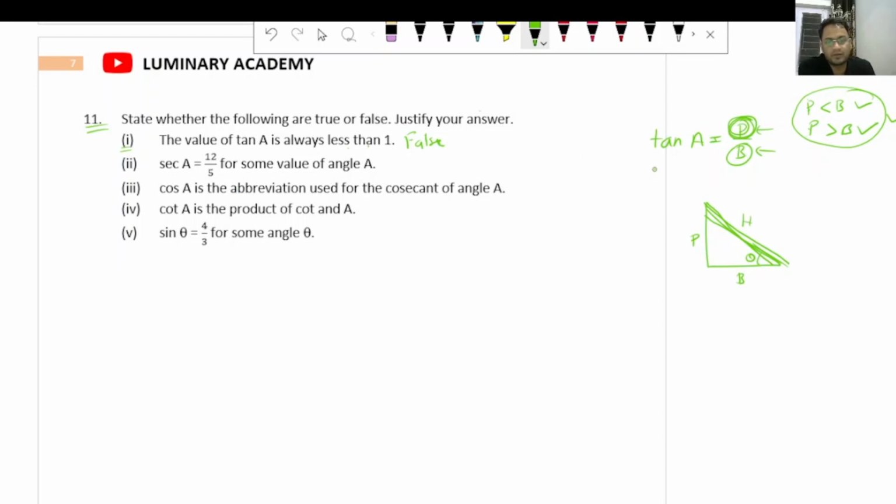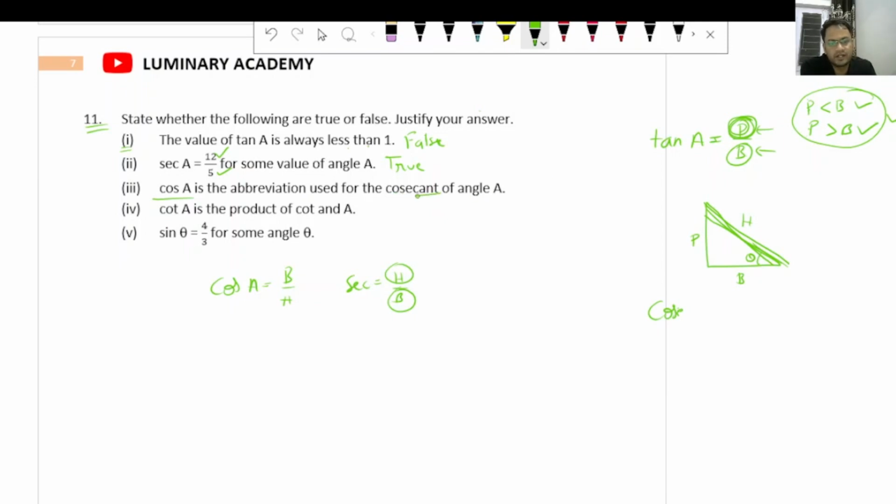Now sec. You know that cos A is base upon hypotenuse. Now sec A will be hypotenuse upon base. So hypotenuse is always the bigger number and base is always the smaller number. So here 12 is bigger, base is smaller, so this condition is true, right?